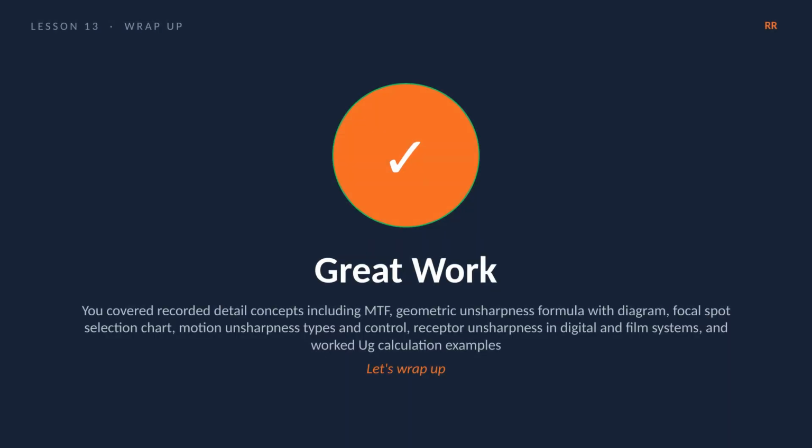You covered recorded detail including spatial resolution and MTF, the geometric unsharpness formula with its 3 controlling factors, the focal spot resolution versus heat capacity chart, voluntary versus involuntary motion and exposure time control, receptor unsharpness in digital and direct DR systems, and 3 worked UG calculation examples. Know the formula and be ready to apply it on the registry.